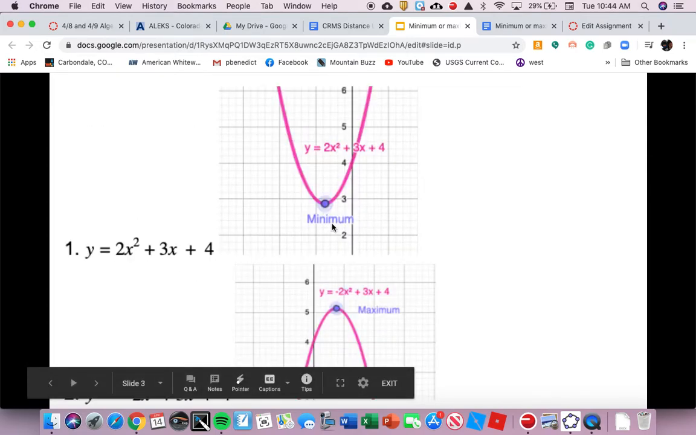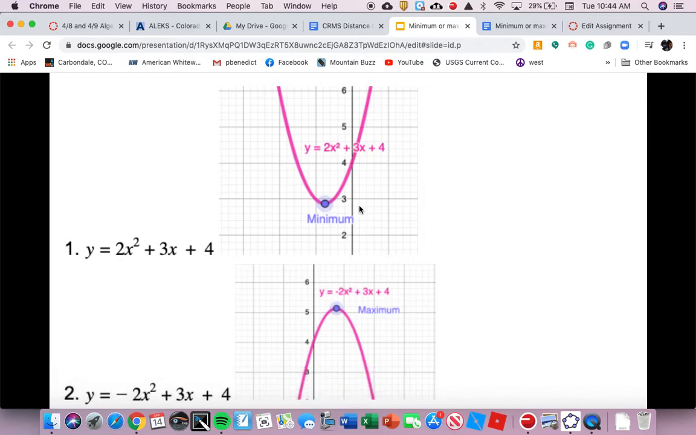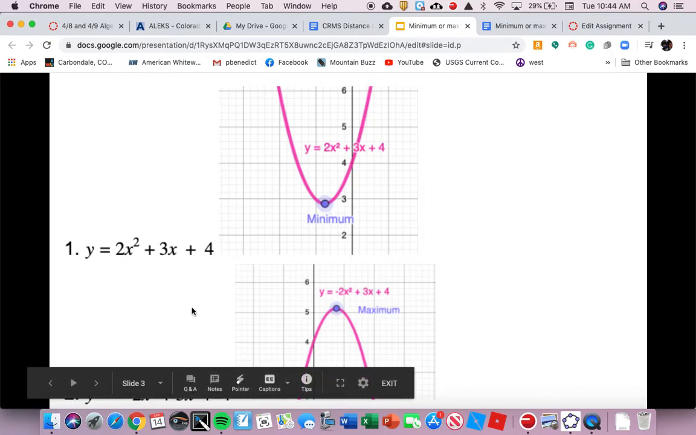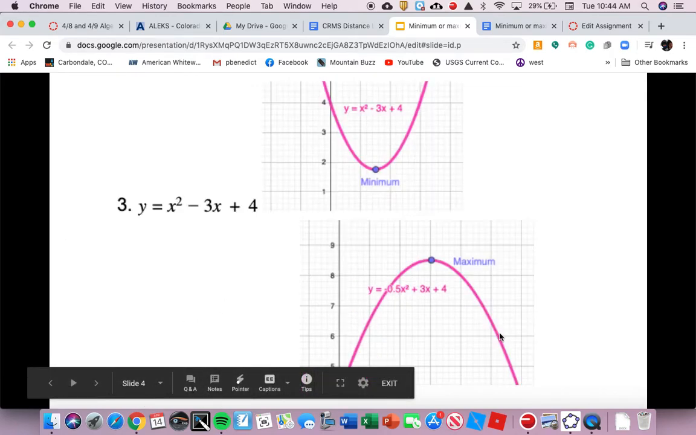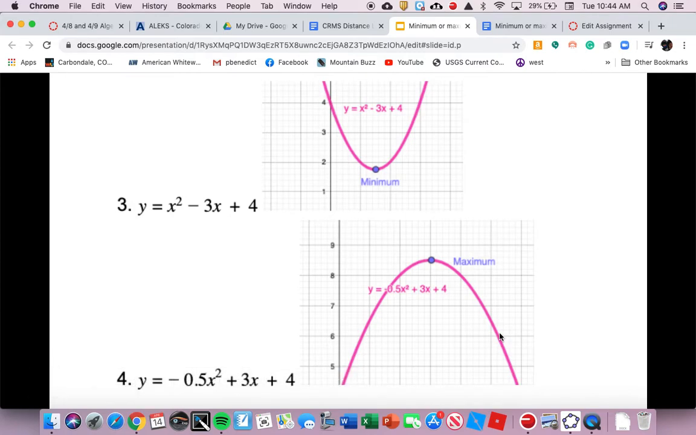And so here we go again. It's positive 2, so it has a minimum value. And when it's negative 2, it has a maximum value. When it's positive 1, as in number 3, it has a minimum value. And when it's negative 0.5, it has a maximum. And we aren't too concerned about the rest of it when we're asking that question.